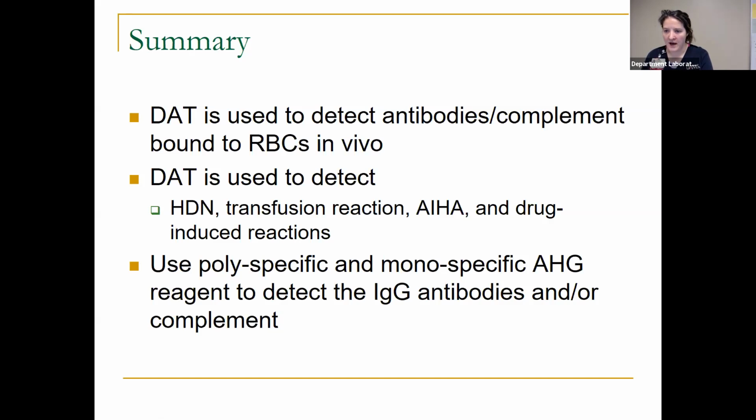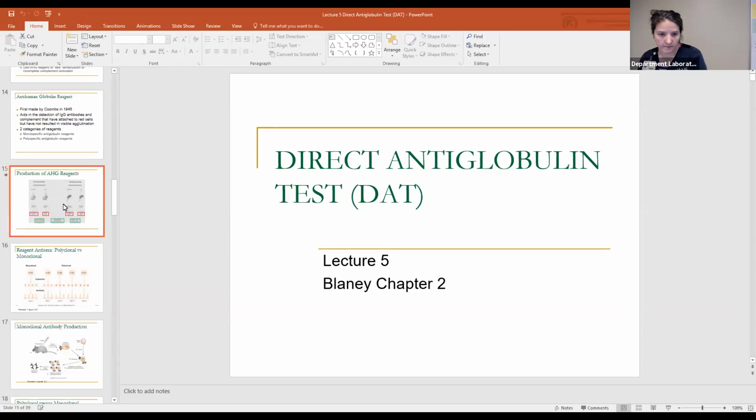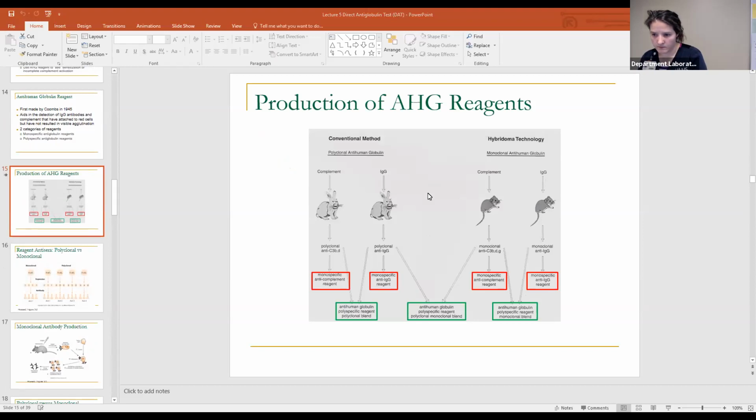Sarah asks, so can you have polyspecific with monoclonal antibodies? Yes. Okay, so are you thinking about your polyspecific reagent? So you could have a polyspecific reagent, meaning that you have monoclonal blends of both IgG and complement. Yes, you can have that.